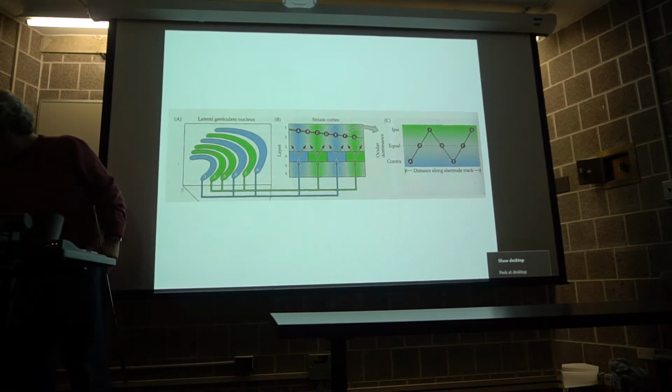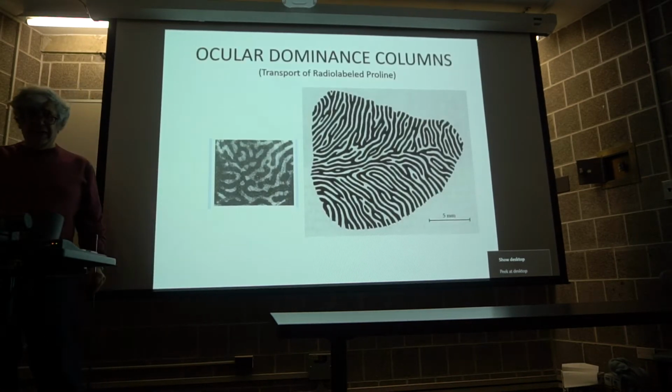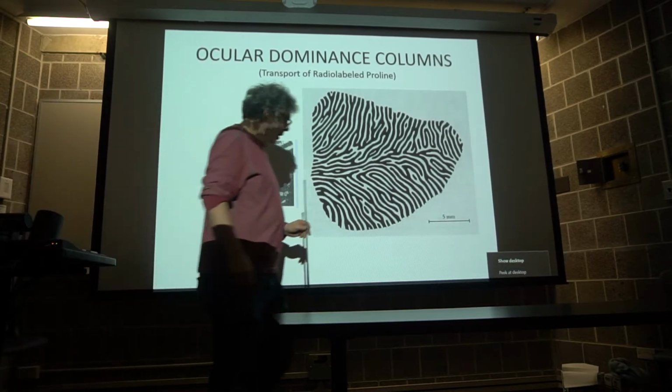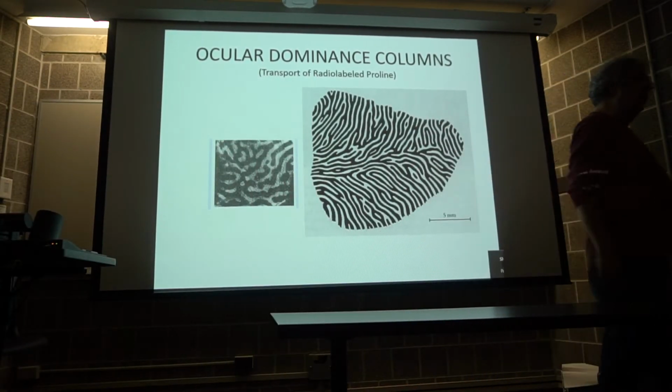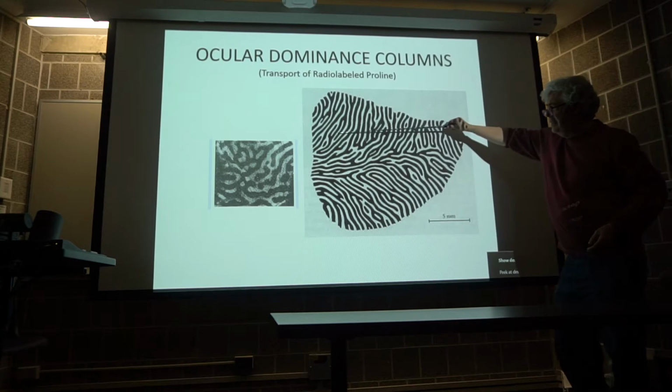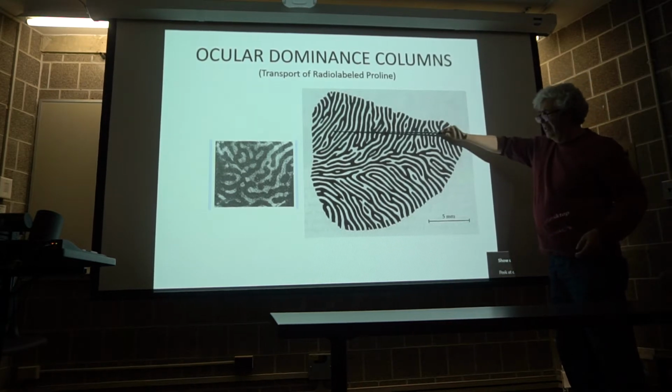This is the work of Hubel and Wiesel, who won the Nobel Prize for it, and a lot of what we're going to talk about today is Hubel and Wiesel's work. We saw that you can actually visualize 3-dimensionally what these ocular dominance columns look like. We were looking at cross sections through the cortex, so it's like if you took a slice like this.